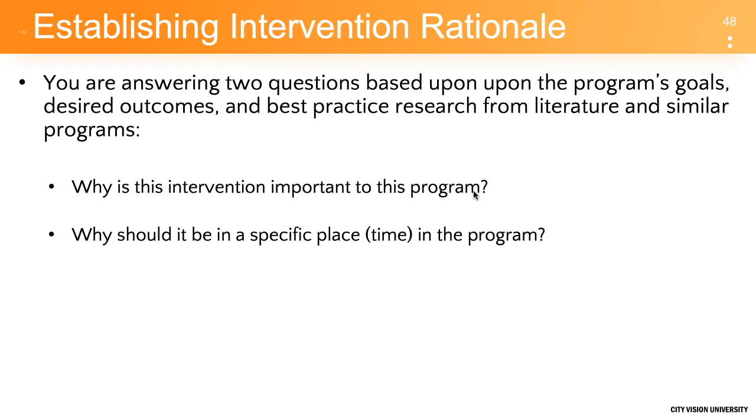Maybe it fits most of your values, and it's a lot less expensive to buy that off the shelf than it is to try and build something internally your own. And then the second thing is, why should it be in a specific place in the program? Why does it occur where it does? For instance, why do you believe that Genesis should be right at the beginning of the program? Or if you place it in the middle of the program, why should it be there, or even at the end? So what is the intervention? Why is it there? Why is it important? Why should it be in a specific place in your program?